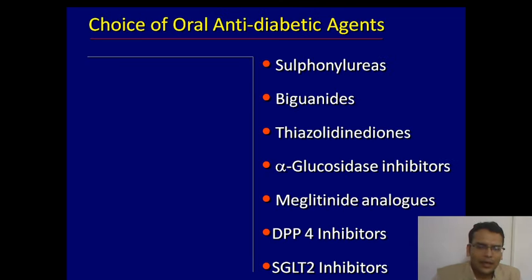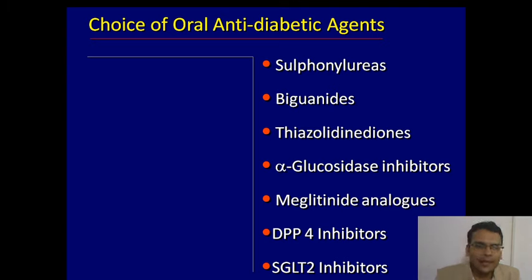So broadly we have the following oral anti-diabetic agents which are used in persons with diabetes. These include sulfonylureas, which are insulin secretagogues, biguanides, which includes metformin, which is predominantly an insulin sensitizer. Then we have thiazolidinediones, for example pioglitazone, which are again predominant insulin sensitizers. Then you have alpha glucosidase inhibitors, which tend to delay the absorption of carbohydrate, which are a form of glucose lowering agents which act to reduce postprandial glucose.